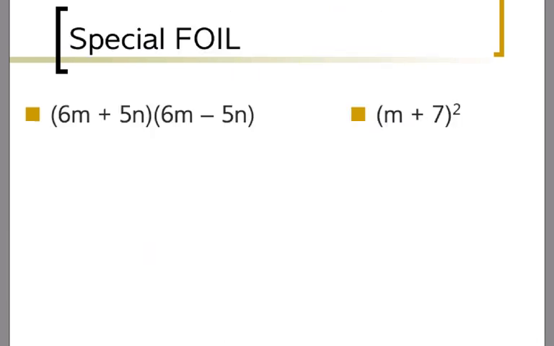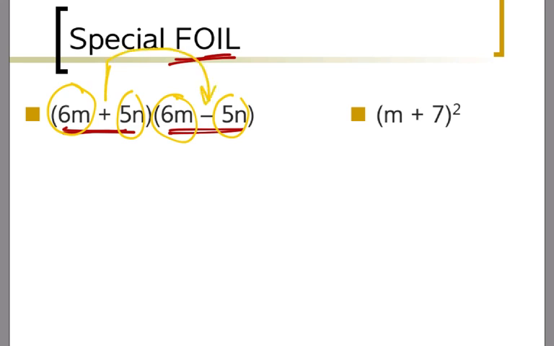Now we're going to get into some special types of situations with FOIL. Again, FOIL is whenever you have a binomial times a binomial. So two terms in a parentheses times another two terms in parentheses. Why this first problem is special is because hopefully you notice you got 6m, 6m, 5n, 5n. The difference between them is this one's positive, that one's negative.